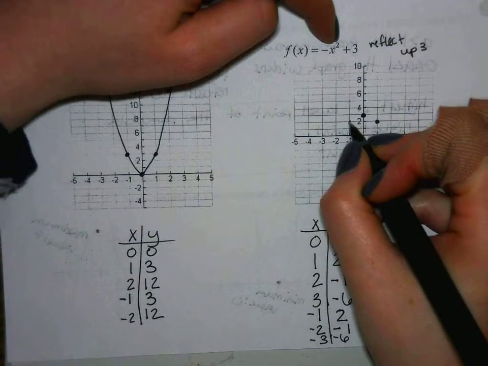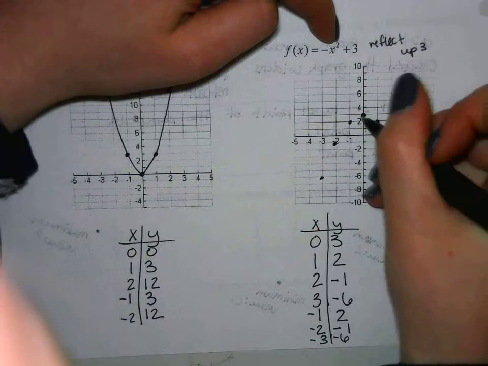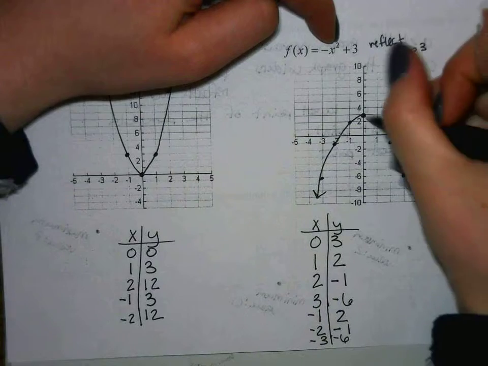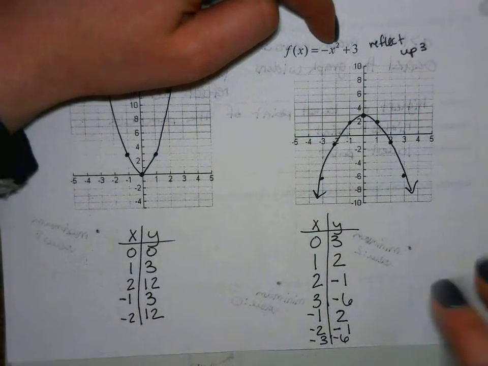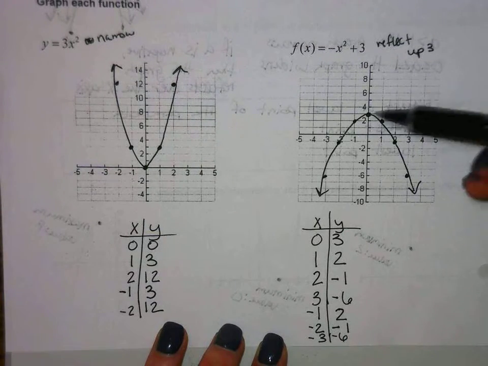So when we graph those symmetrical points, then we can connect our parabola. So when we look, it is shifted up 3, and it's also a reflection.